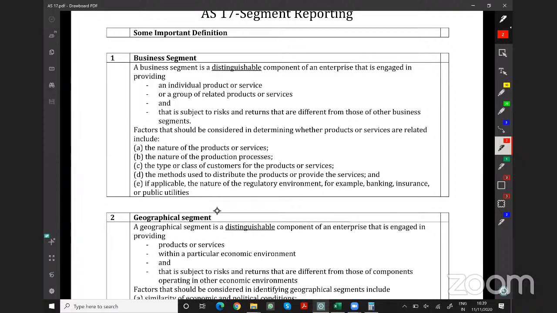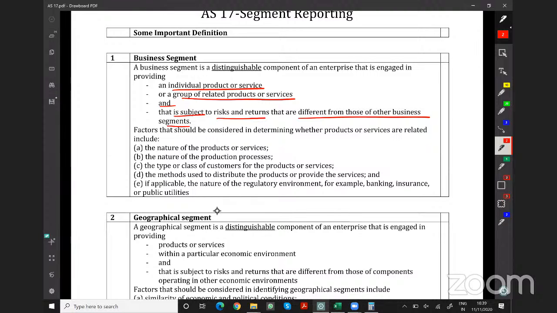Each such business is different from the other. Telecom is a different business, petroleum is a different business, entertainment is a different business, retail is a different business. Each business has its different risks and opportunities. So each such different business will be termed as a business segment. We will read this now. A business segment is a distinguishable component of an enterprise that is engaged in providing an individual product or service, or a group of products or services, and is subject to risks and returns that are different from those of other businesses.